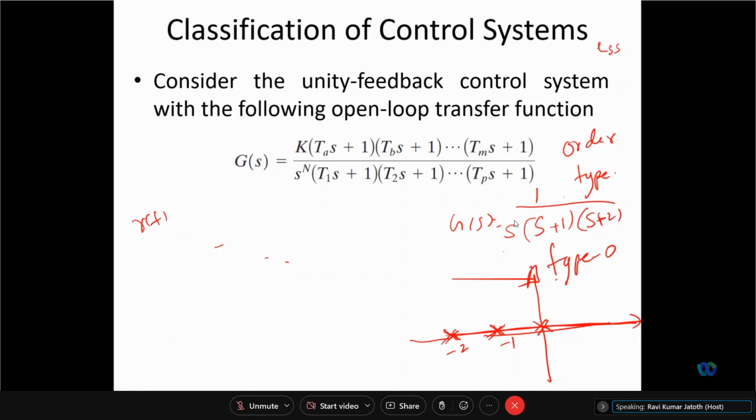Now, if you have one more transfer function of a system, 1 by s cube into (s plus 1)(s plus 2), what is the type of the system?